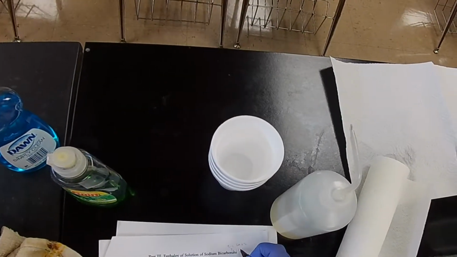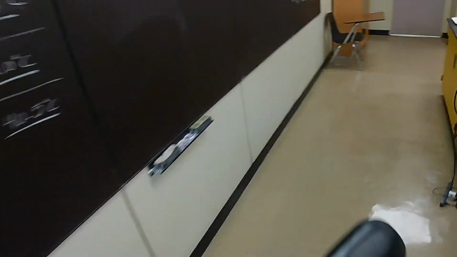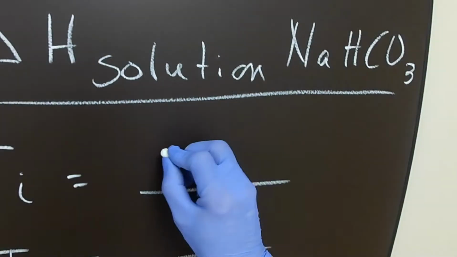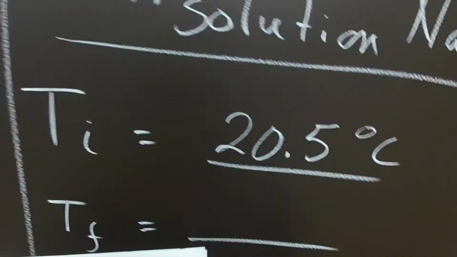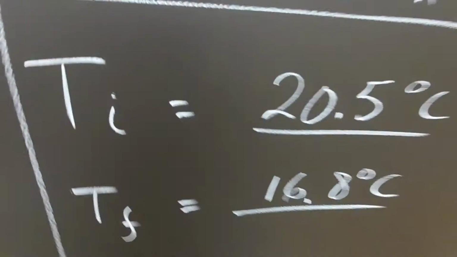All right. 16.8 degrees C. So let's put that on the board. Then we can talk about calculations. Initial temperature, 20.5 degrees C and 16.8 degrees C. Final temperature. Okay, that's everything we need.